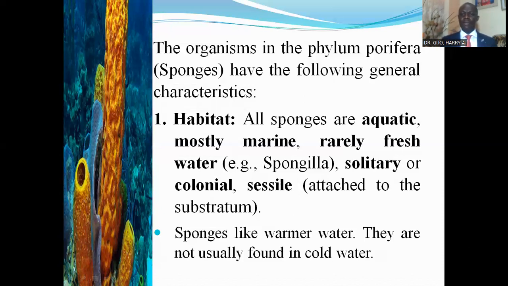They are sometimes solitary, that's in isolation, or they can be in colonies, or they can be sessile. So these organisms are found in aquatic habitats. They are mostly marine organisms. Some are found in freshwater, and they can be solitary, colonial, and sessile. They are attached to substratum. Sponges like warmer water. They are not usually found in cold water.